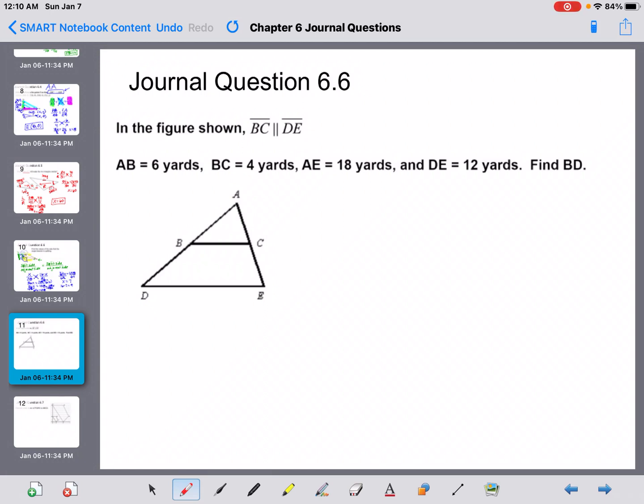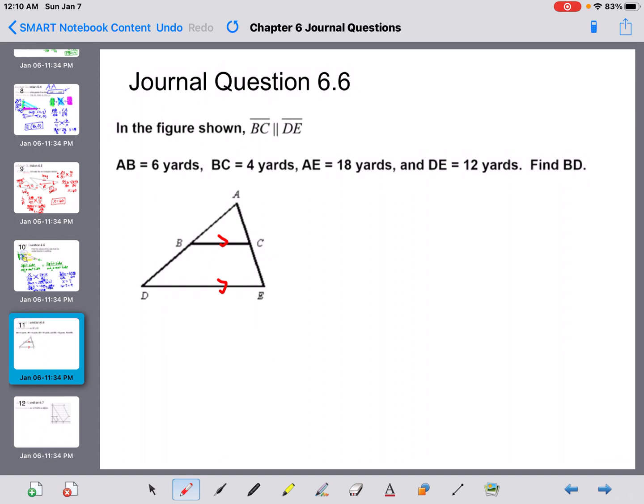Have a journal question here from 6.6. In this figure, BC is parallel to DE, so these two lines are parallel. And in our notes in 6.6, it said if you have a side of the triangle that's parallel to a line in the middle, it's going to split those sides proportionally. So we're going to work on these proportions and what we know.